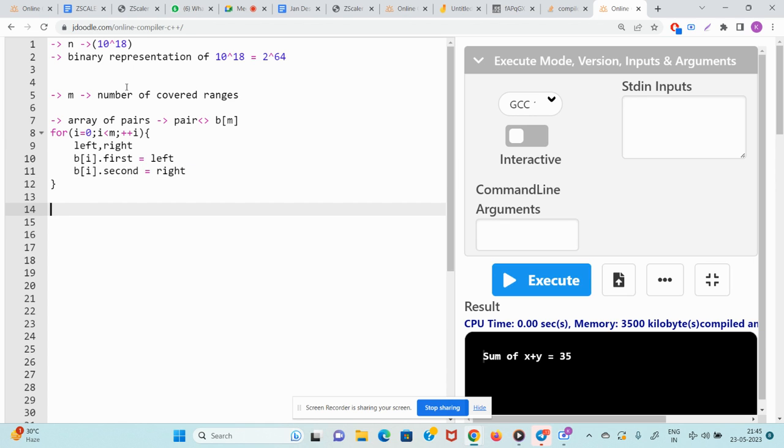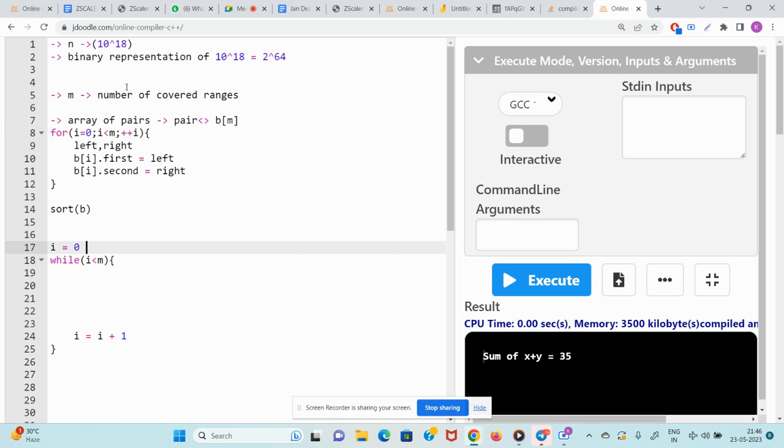Now then what will I do, guys? I will sort the b array of pairs. Now my job is done. Now all I need to do is iterate from i equal to 0 while i less than m, with ++i. Don't worry if you're a Python guy, it means I'm incrementing i. You can write i equal to i plus 1.